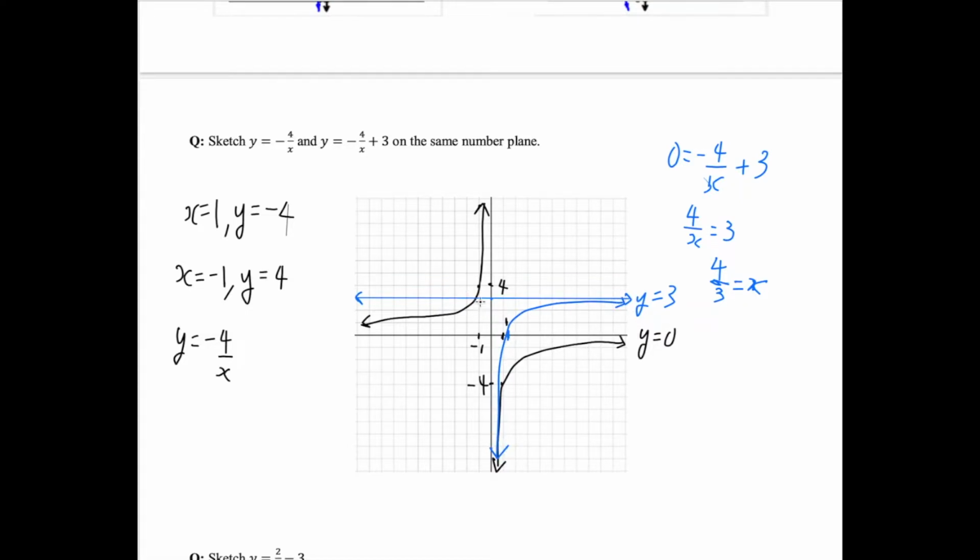And then for the other side, what we can do is substitute x equals minus 1 here. So when x equals minus 1, what does y equal? y equals 4 plus 3, which becomes 7. 4, 5, 6, 7. So we know that it's going to go through that point as well. So we know the graph will look something like this.